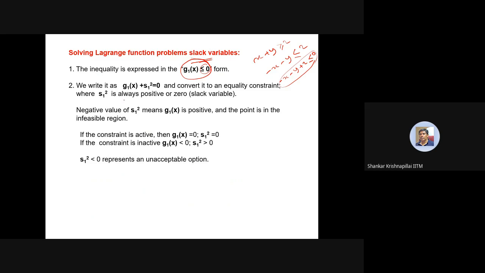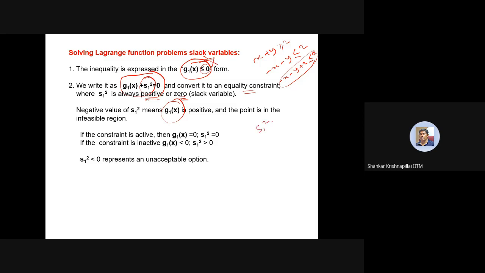Then we make it into an equality constraint by adding a slack variable, s1 squared. So s1 squared is a slack variable, meaning that its value is either positive or 0. That is the meaning of slack variable. So now let us look at this expression: g1(x) plus s1 squared is equal to 0. A negative value of s1 squared means g1(x) is positive, which will violate this constraint.